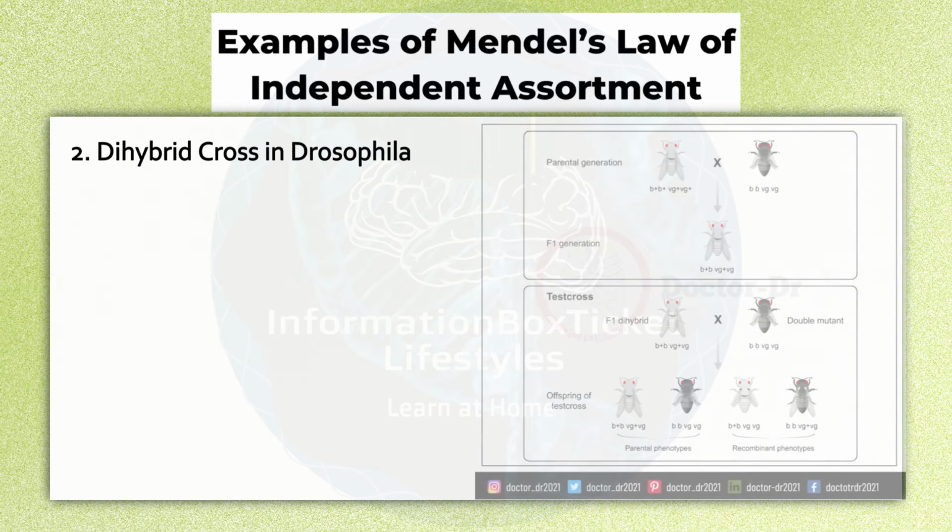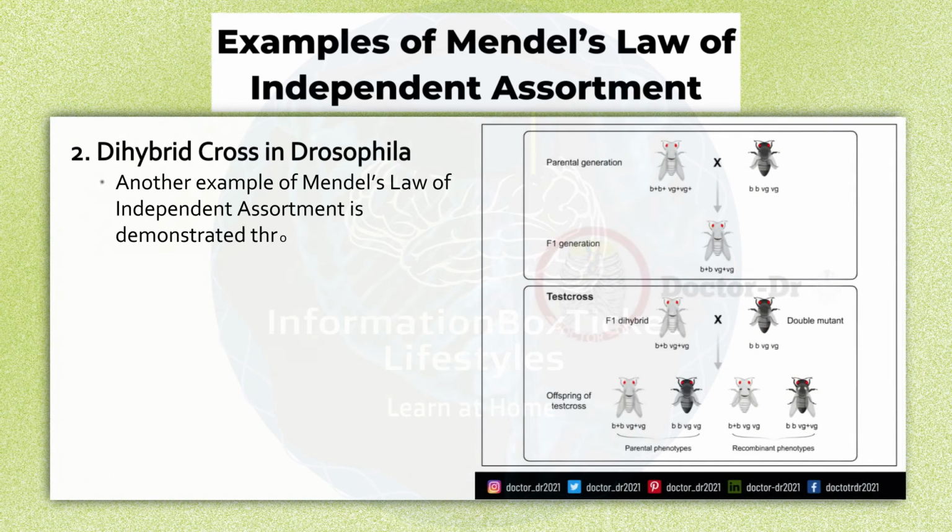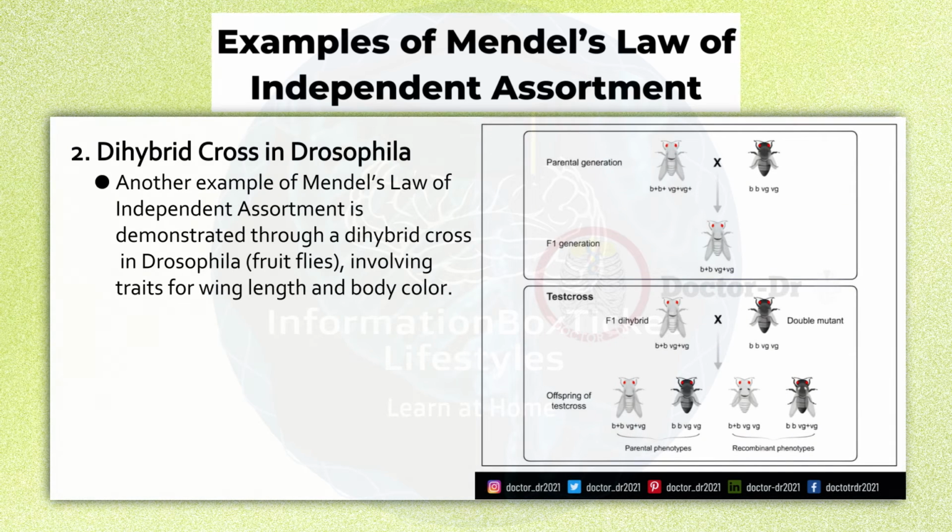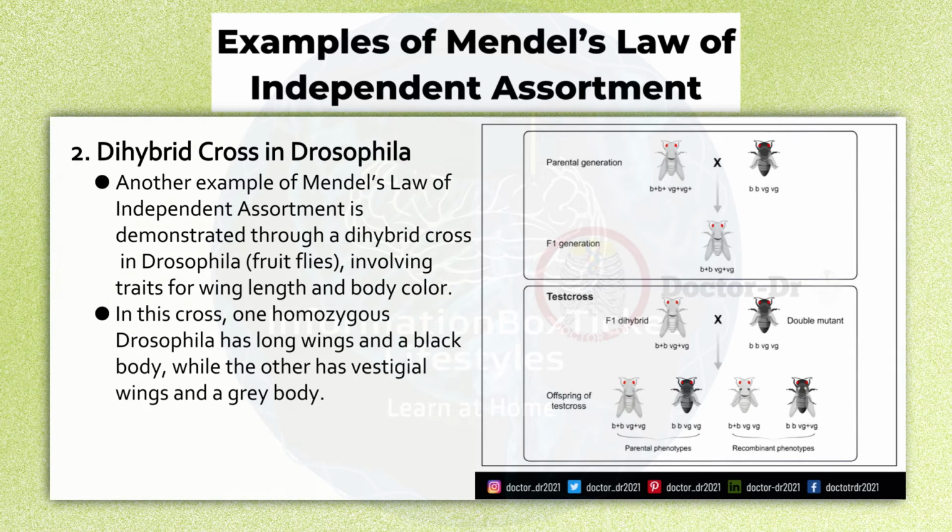Second, dihybrid cross in Drosophila. Another example of Mendel's law of independent assortment is demonstrated through a dihybrid cross in Drosophila, involving traits for wing length and body color. In this cross, one homozygous Drosophila has long wings and a black body, while the other has vestigial wings and a gray body.